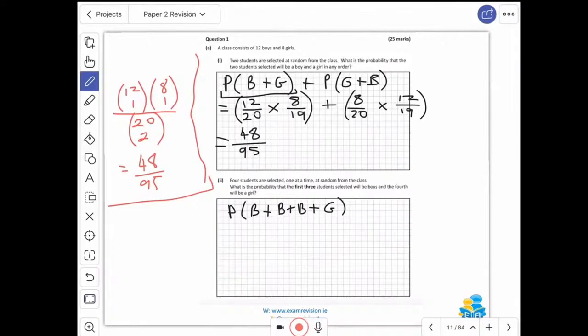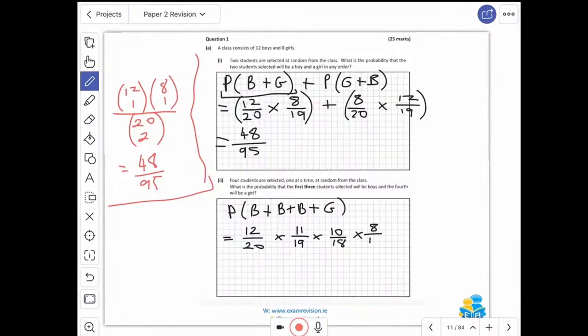So what we're going to do then is say, okay, starting off with the first boy, it's going to be 12 out of 20. One of the boys is gone now, so it's going to be multiplied by 11 over 19. And then another boy is gone, so it's going to be 10 out of 18. And then how many girls are there? Well, there's still 8 girls there, but there's only 17 students left in the class.